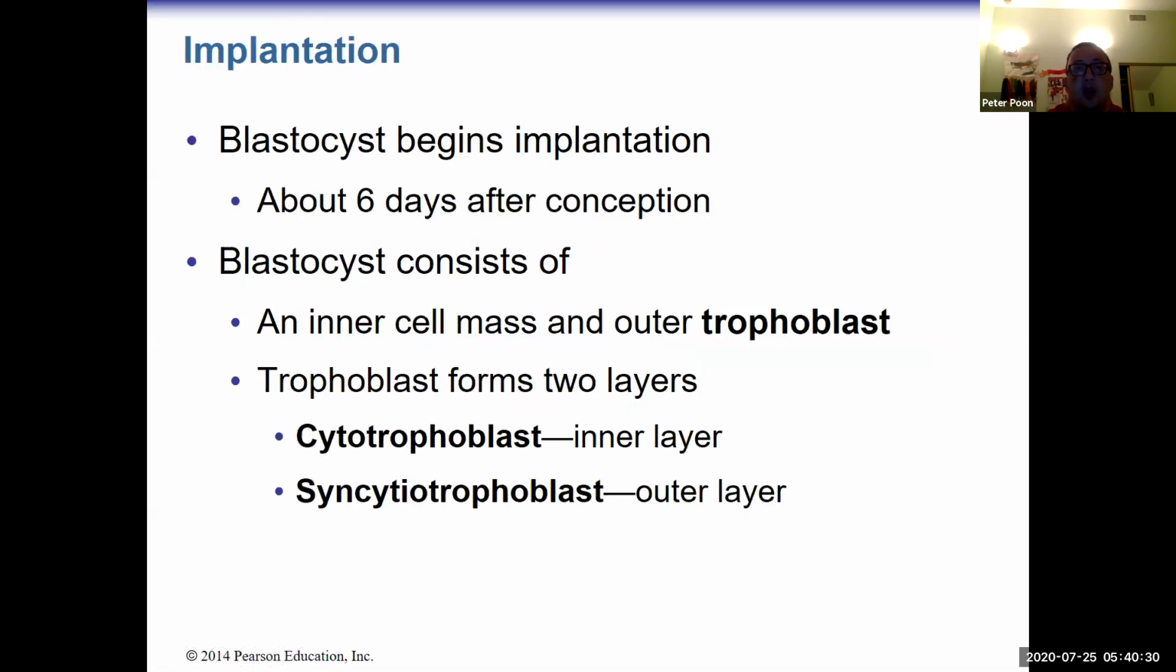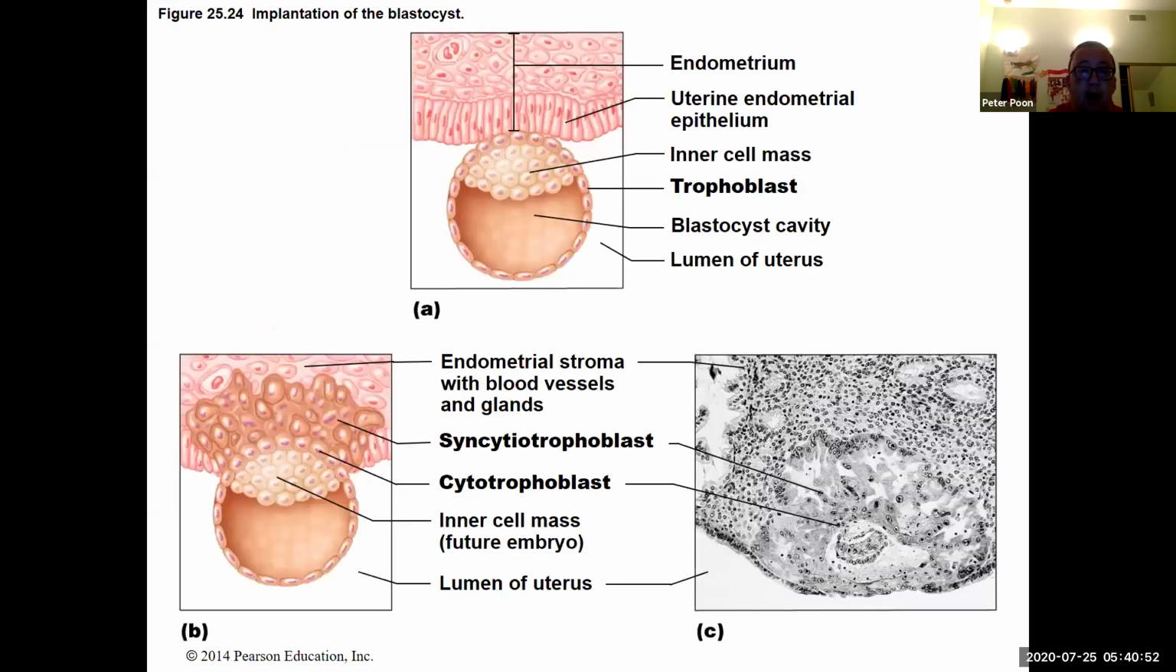We'll cover what the blastocyst is in chapter 3 when we go back. The blastocyst begins implantation. This occurs about 6 days after conception. The blastocyst is going to be a ball. That ball will implant into the endometrium here.